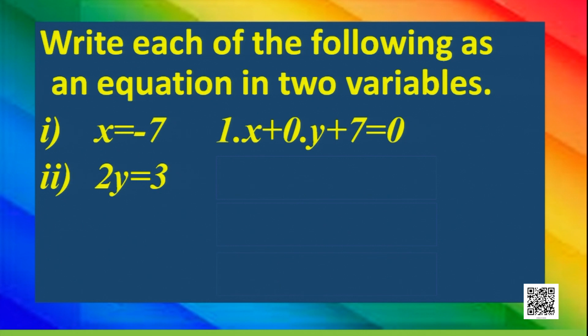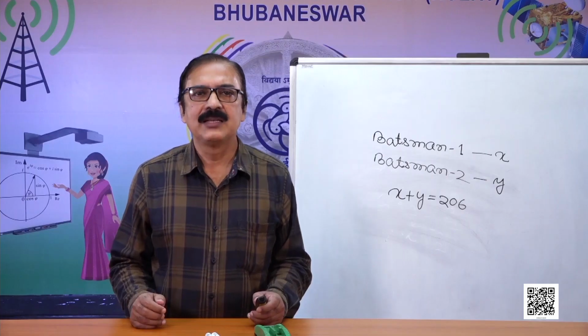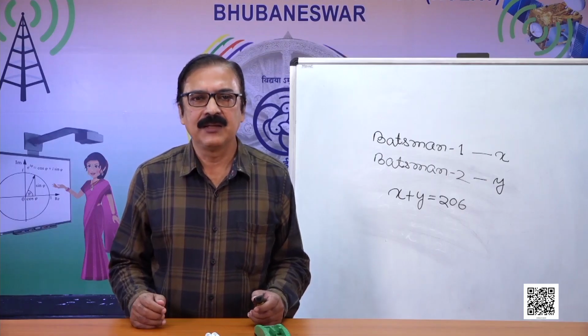In the next one, 2y equal to 3. Here x is absent. That means the coefficient of x is 0. So we can write 0 into x plus 2y minus 3 equal to 0. That means a is 0 here, b is 2 here and c is minus 3.